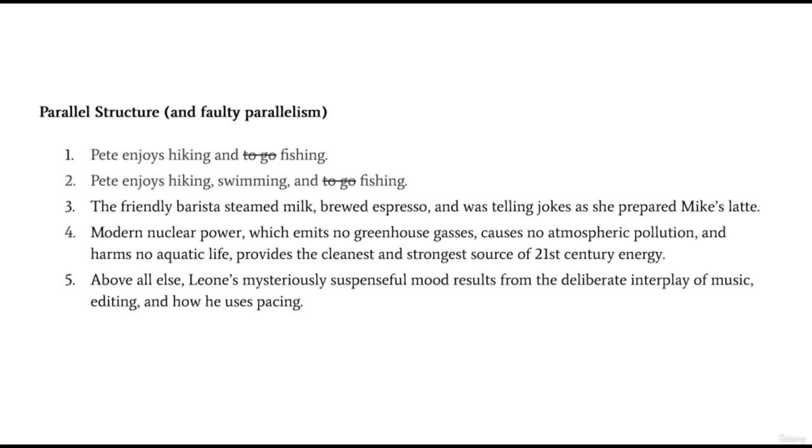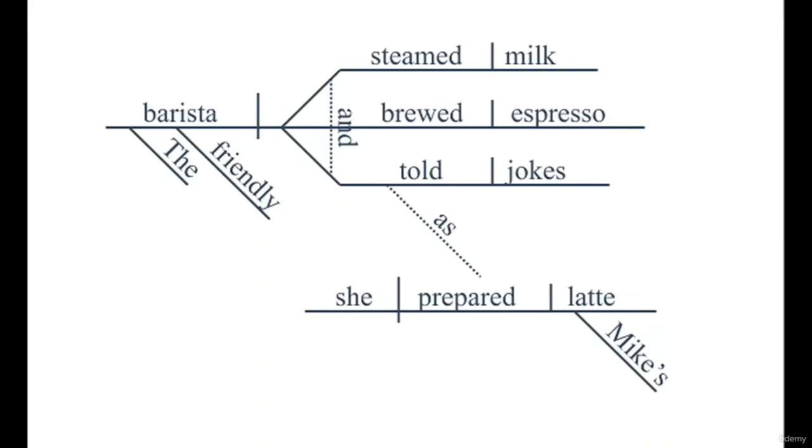Good luck. Here is sentence 3, correctly revised and correctly diagrammed. We will see that we have a compound verb where the friendly barista is doing 3 things at once. And in fact, the structure is verb, direct object, verb, direct object, verb, direct object. So each of these parts should be parallel. And interestingly, in the dependent clause, as she prepared Mike's latte, we also see a past tense verb direct object. That matches the structure of the top part of the sentence.